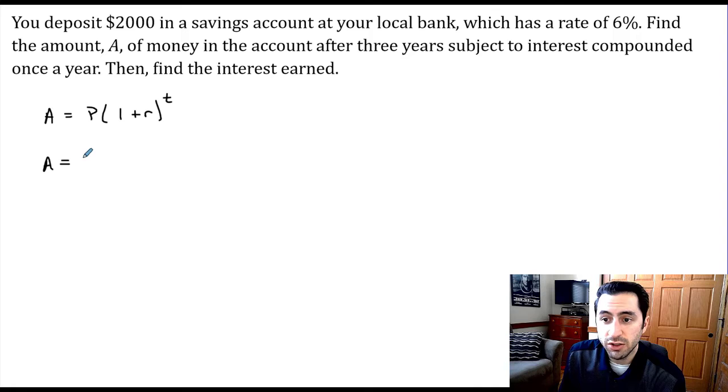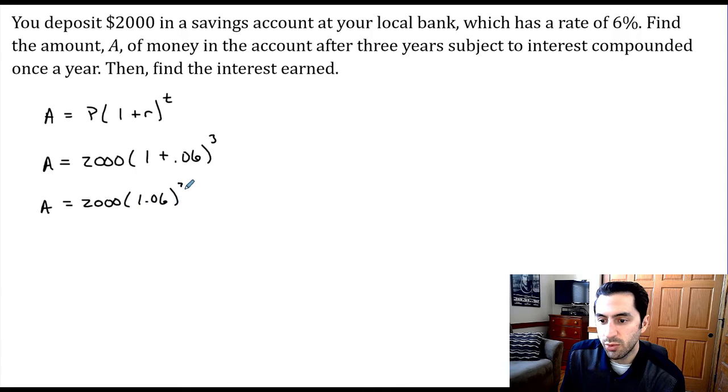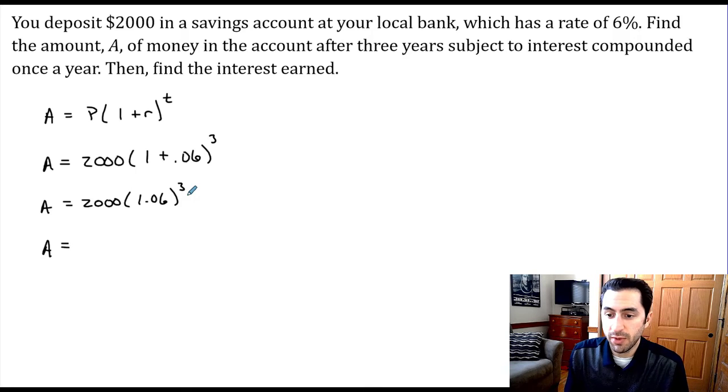Our principal is our initial investment, so we're going to invest $2,000. For 1 plus R, our rate has to be written as a decimal, so 6% is 0.06. And this is going to stay in the account for 3 years. All right, so let's see what we end up with. 2,000 times 1.06 to the third power. And now if I plug this into my calculator, the way that I want to do this is following my order of operations. I'm going to do the 1.06 to the third power first, and then I'm going to multiply that by 2,000.